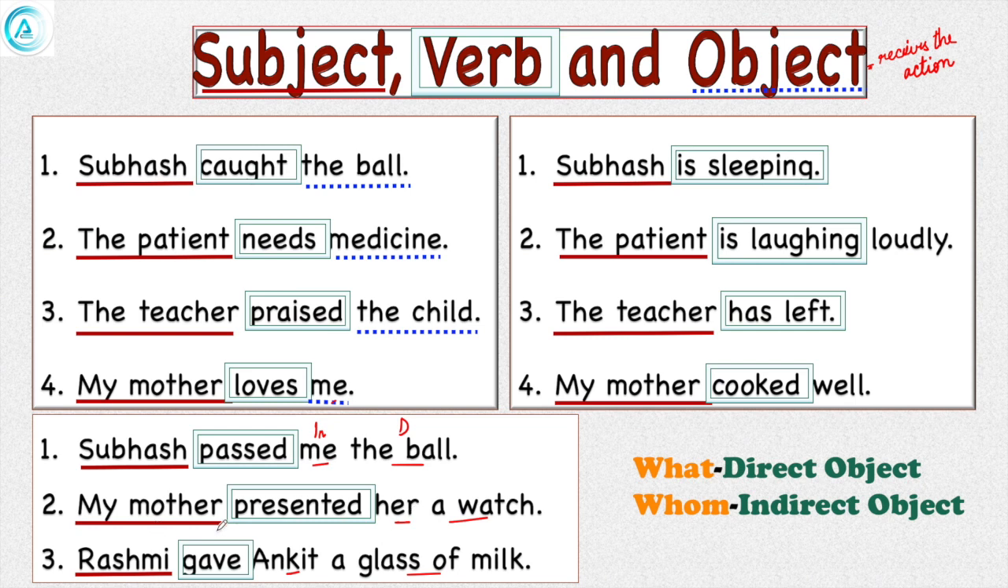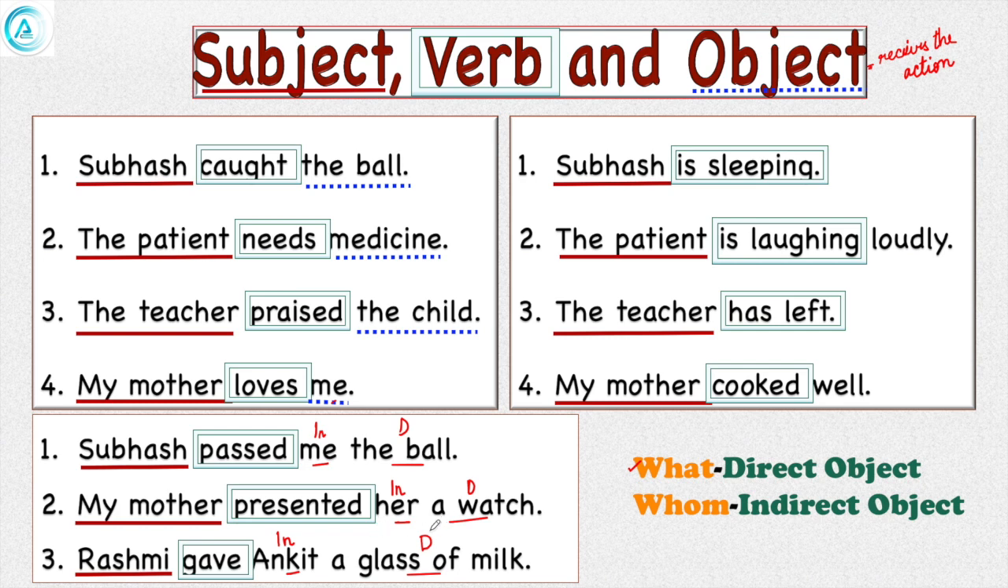In the same way, my mother presented what? A watch. So this is the direct object. And my mother presented to whom? Her. This is the indirect object. Rashmi gave to whom? To Ankit. Indirect object. Rashmi gave what? A glass of milk. So if the answer comes in "what," then that will be the direct object.